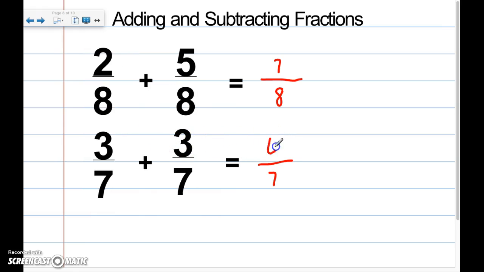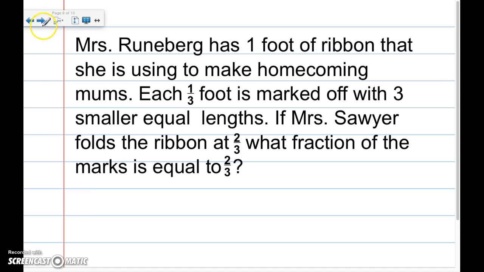So that's going to be 6/7. That's how easy it is to add fractions whenever the denominators are the same. Let's look at this word problem.